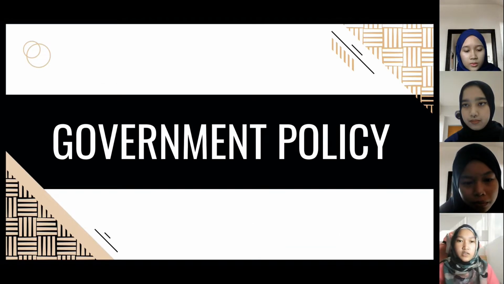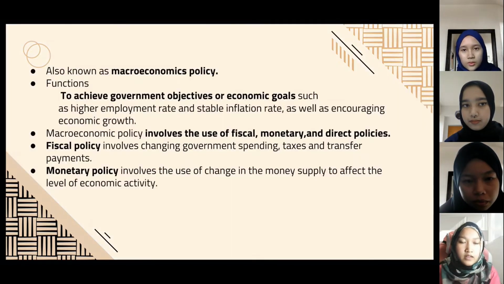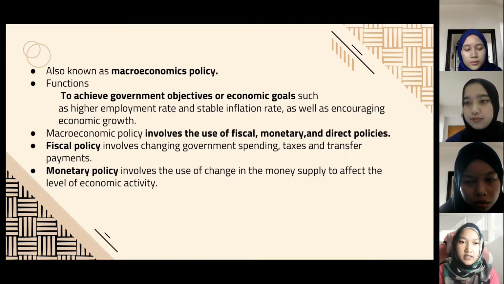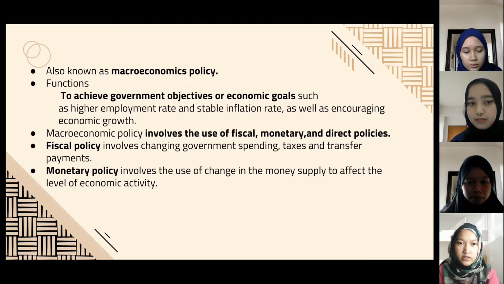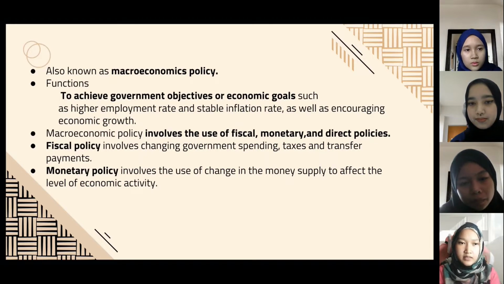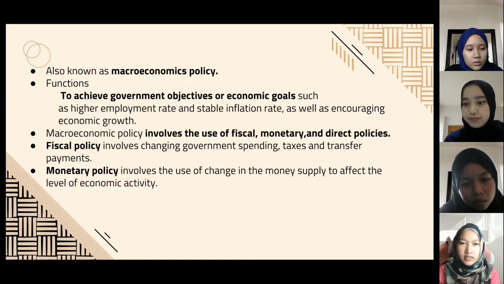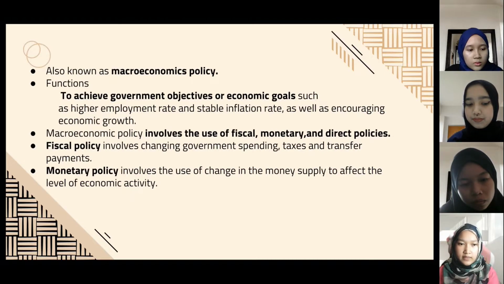Okay, first we go to government policy. Government policy, also known as a microeconomic policy. The function is to achieve government objectives or economic goals. Microeconomic policy involves the use of fiscal, monetary and direct policies. Fiscal policy involves changes in government spending, tax and transfer payments. Monetary policy involves the use of changes in the money supply to affect the level of economic activity.